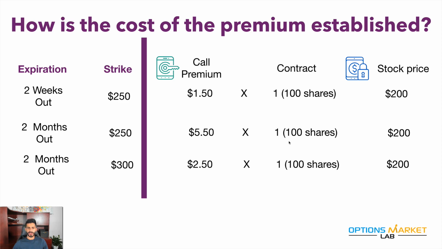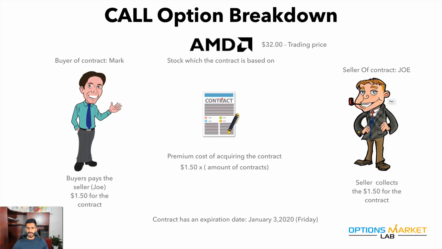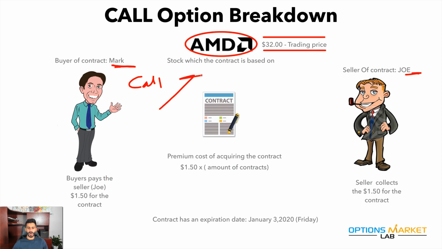So let's break down a real example. In this example, we have Mark and we have Joe. They're looking to trade stock AMD. AMD is trading at $32 right now. Mark wants to buy a call option on AMD. So Mark says, I think AMD is going to go up, so I'm going to buy a contract that expires on January 3rd, 2020.